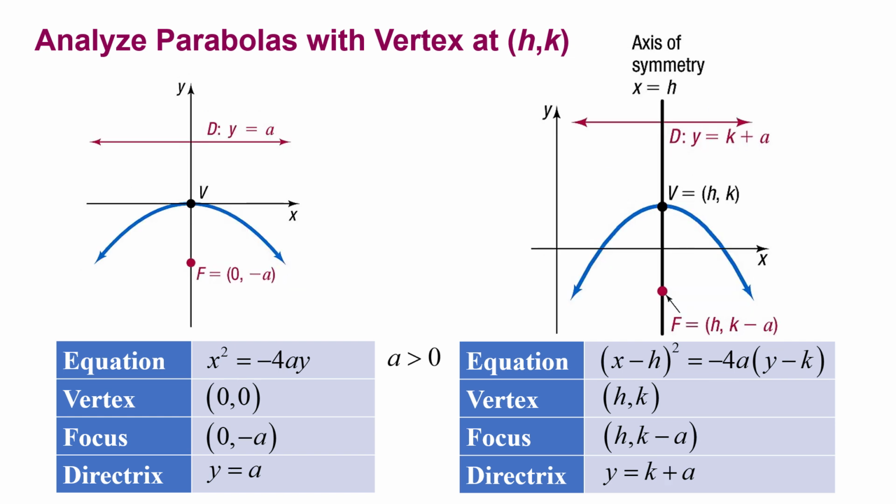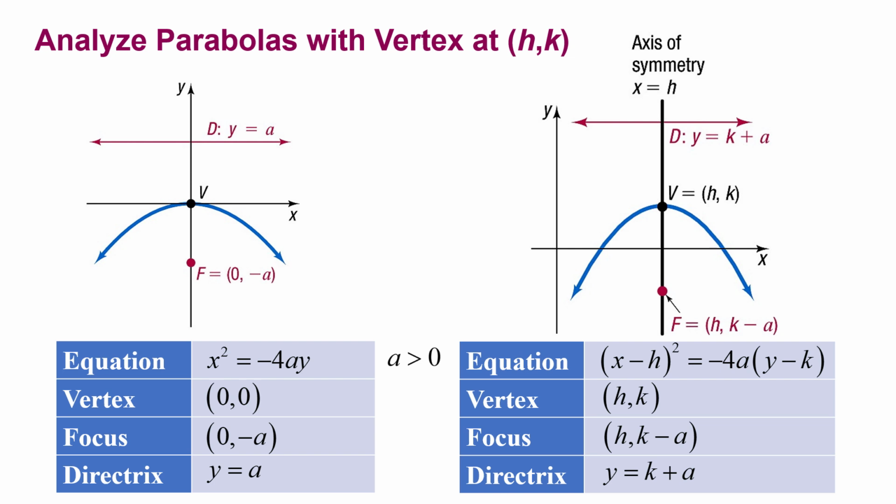On the fourth slide, we'll make a comparison. On the left-hand side, we have the equation x squared equals -4ay. Vertex is at the origin. Focus is the point 0, -a. Directrix is the line y equals a.